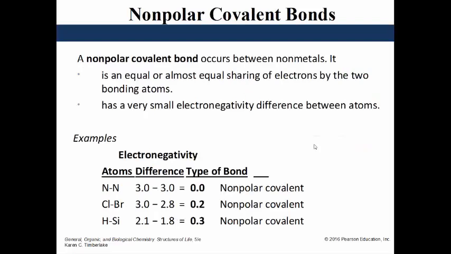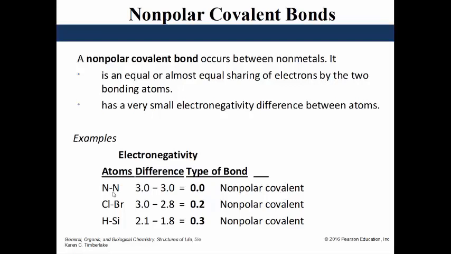Alright, now we'll talk about some different types of covalent bonds. A nonpolar covalent bond will occur between nonmetals and is either going to be equal or very, very close to equaling the sharing of electrons. So there's a very, very small difference in electronegativity. So here are some common examples.